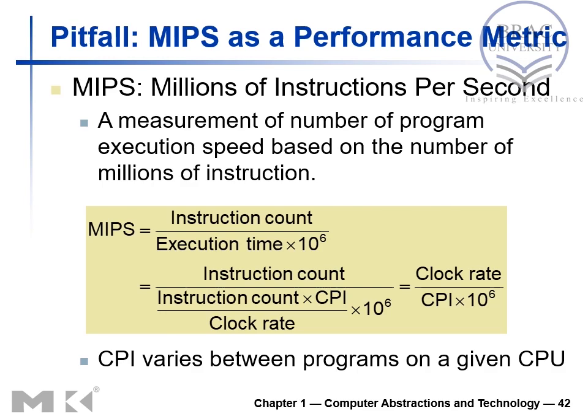Another performance metric: MIPS, millions of instructions per second. What does it mean? It is a measurement of program execution speed based on the number of millions of instructions. This is just a straightforward equation. MIPS is equal to instruction count over execution time times 10 to the power 6. And if we do this calculation and simplification, then MIPS becomes clock rate over CPI times 10 to the power 6. CPI varies between programs on a given CPU, just because of the number of instructions and so on.